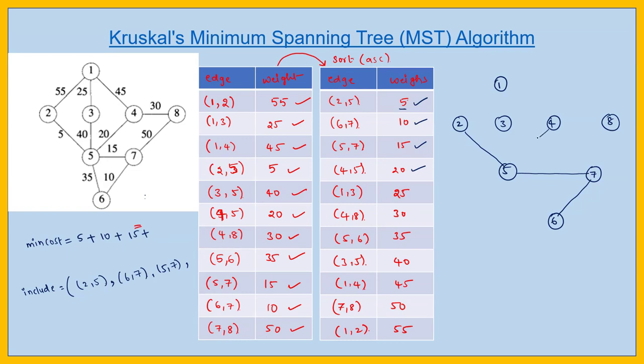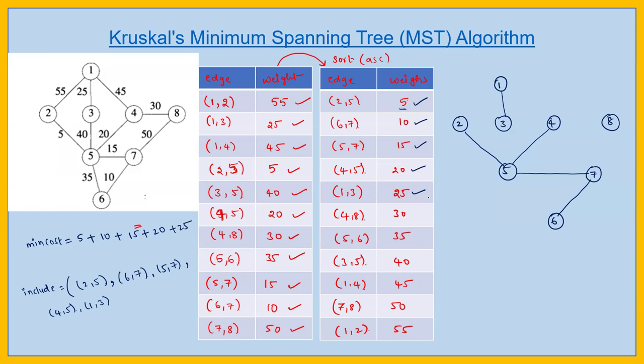No. So I am going to draw the line between 4 comma 5, and the edge I have taken is 4 comma 5. And what is the weight of this one? 20. Next, 25. What is the edge? 1 comma 3. So if I draw this line in 1 comma 3, does it form a cycle? No. So I am going to draw the line here, 1 comma 3, and I have included the edge. This is 1 comma 3, and its weight is 25.